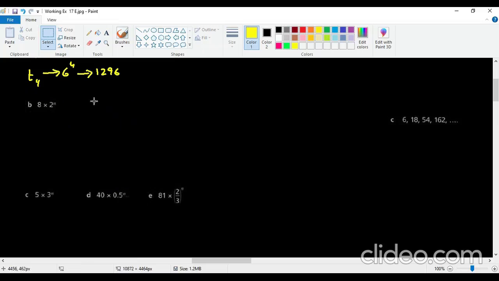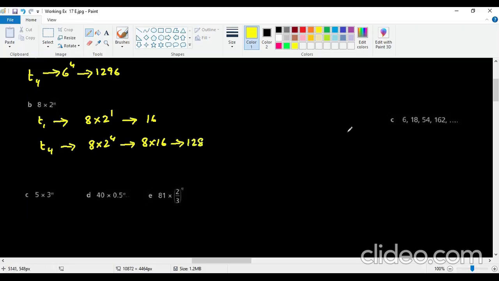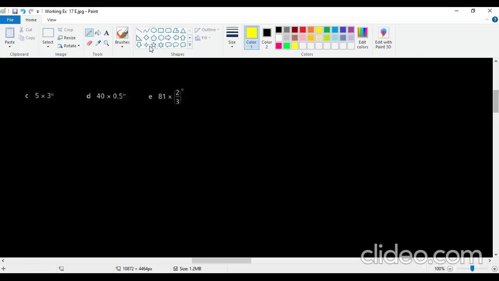Now comes the second one in here, T1 and T4. So T1 is going to be 8 times 2 to the power 1. That is going to give us 16. And T4 is 8 times 2 to the power 4, which is 16, so that means 8 times 16 is going to give us 128.